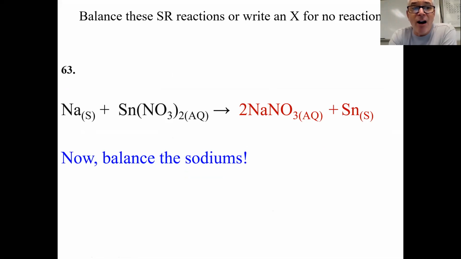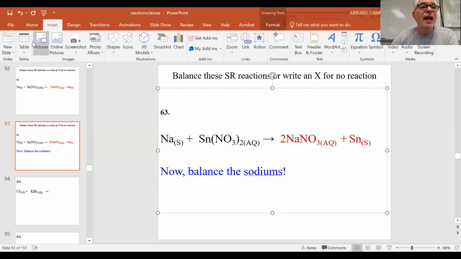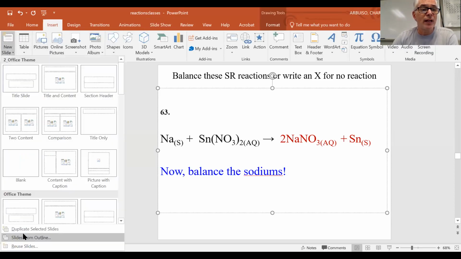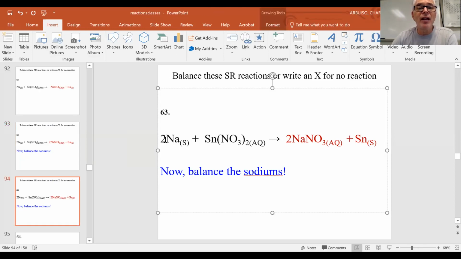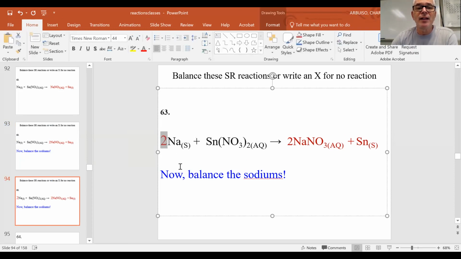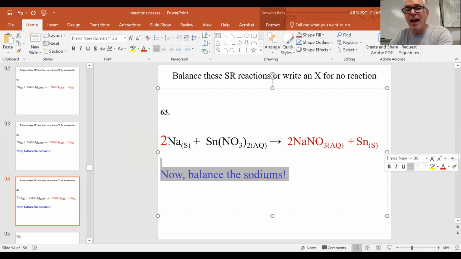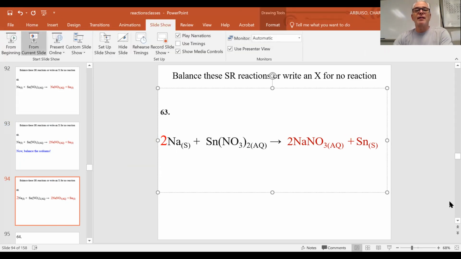We fix the nitrates. Now going backwards, it's 1 sodium in the reactant side, 1 sodium in the product side. So how are we going to do that? I'm going to insert a new slide that's a duplicate, and I'm going to put a 2 here and make it bright red so everybody's going to be able to see it. I'll even make it a little bigger. And now, save and slideshow from current slide.